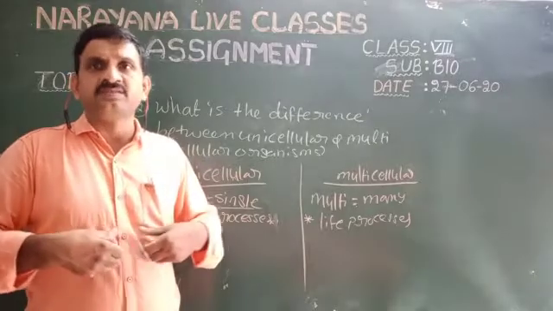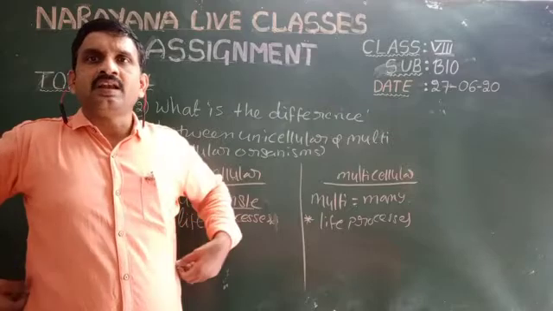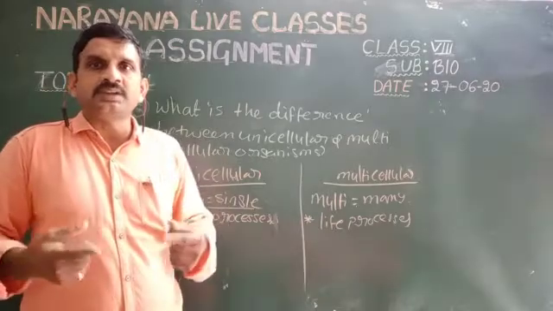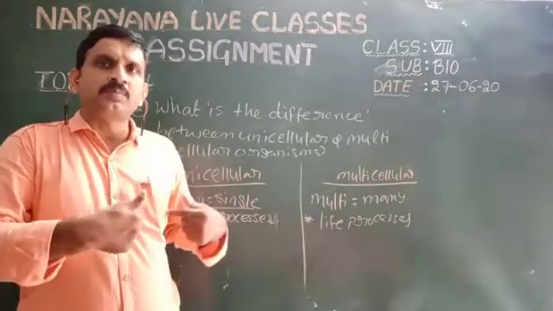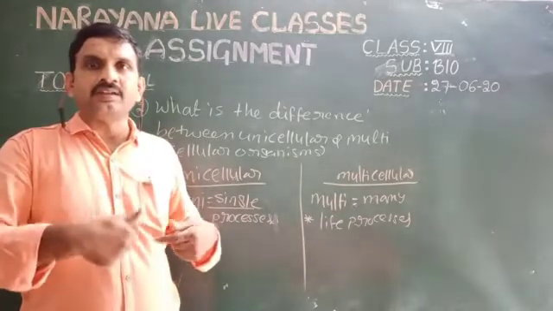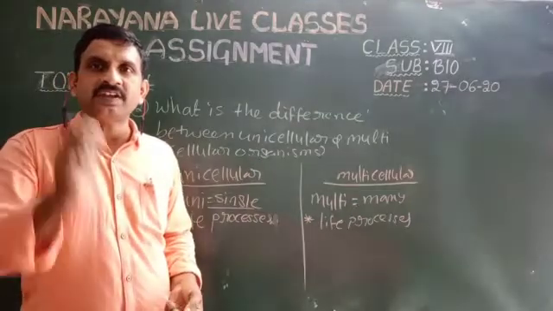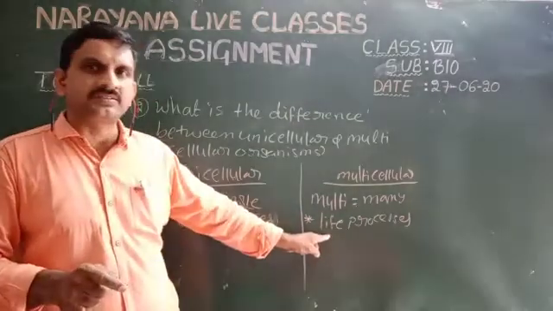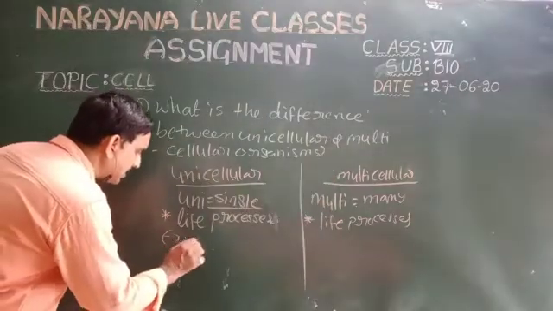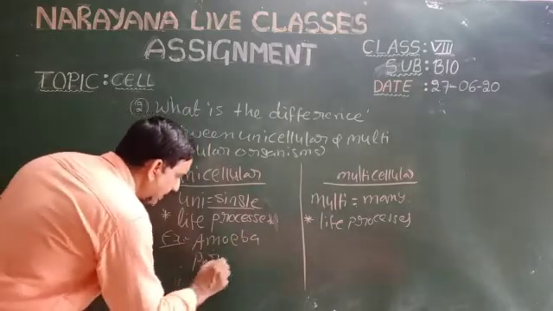For example, human beings are multicellular organisms. For respiration, the respiratory system is there, lungs are there. For excretion, the excretory system is there, kidneys are there. For transportation, the circulatory system is there, heart, blood and blood vessels. For digestion, the digestive system is there: oral cavity, stomach, small intestine, large intestine. For specific functions, a specific system is there in multicellular organisms. Is it clear? So examples of unicellular organisms are amoeba and paramecium.